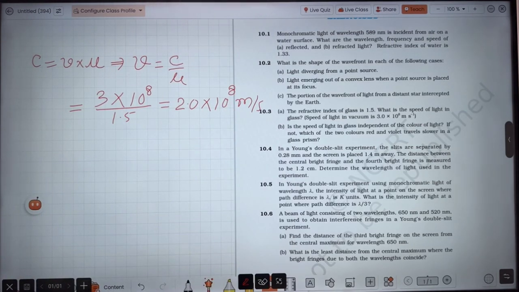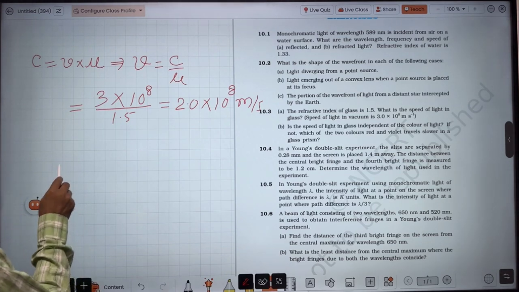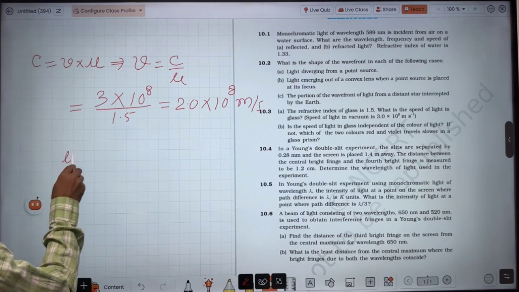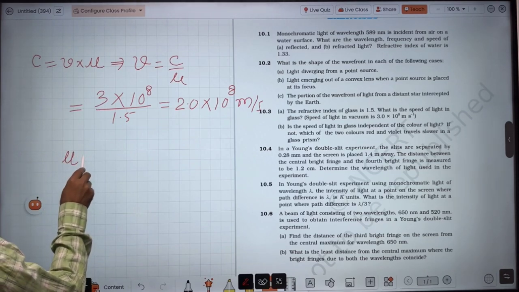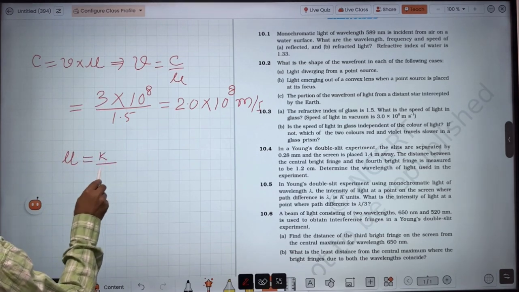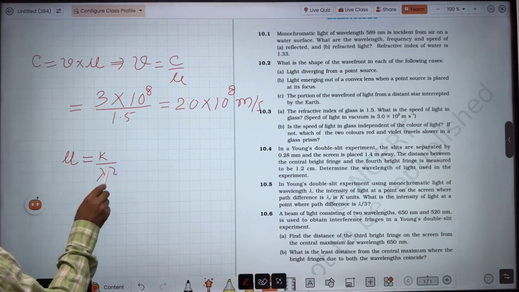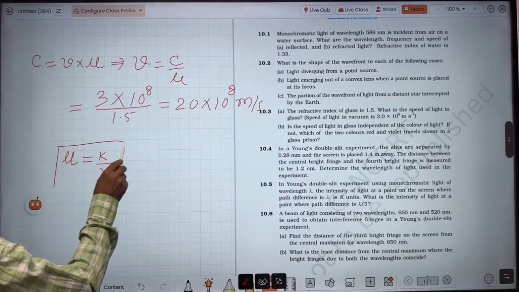Now, second part. Is the speed of light in glass independent of the color of light? If not, which of the two colors, red and violet, travels slower in a glass prism? Here, there is one formula. Refractive index mu is equal to A plus B upon lambda square. What does this imply?